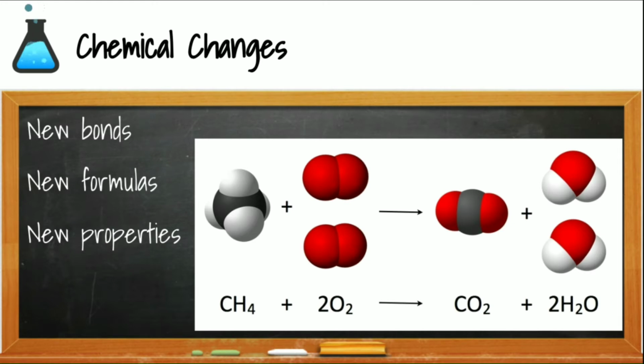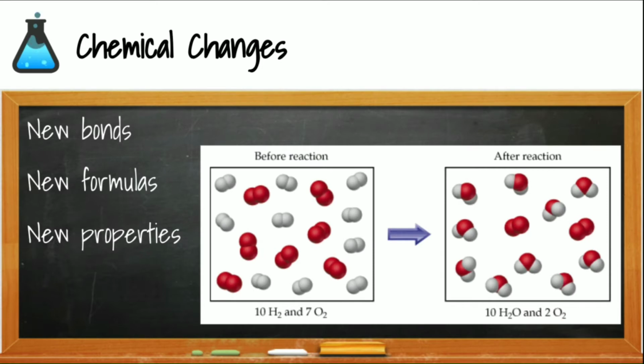Here's a good example of a chemical change. So this is called the combustion or burning of methane. Methane is CH4, and when it reacts with oxygen, it produces carbon dioxide and water. So notice how the formulas change. So the name changes, methane and oxygen become carbon dioxide and water. And the properties change. So methane is a flammable gas, while water is a substance that puts out fire.